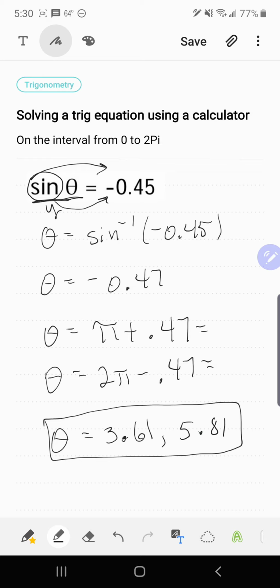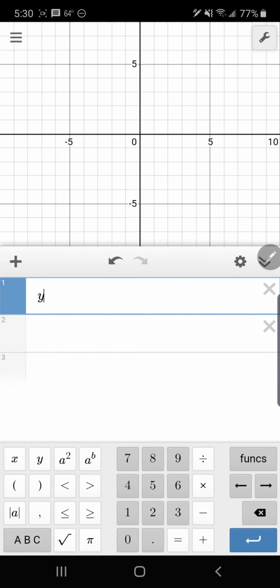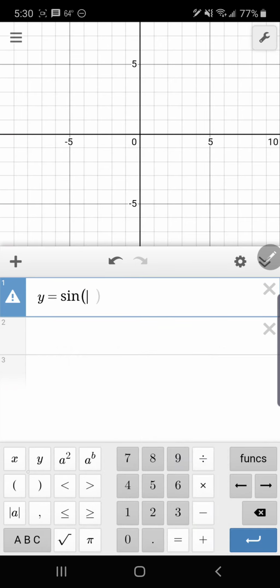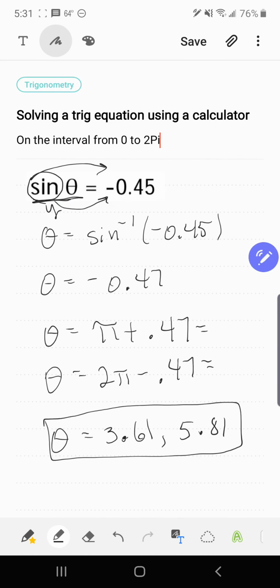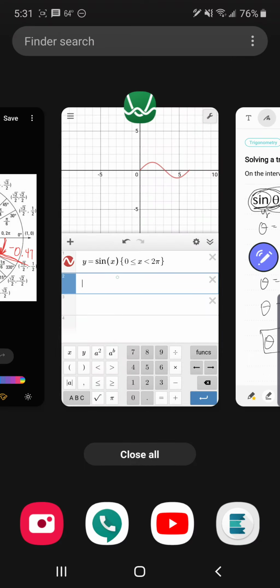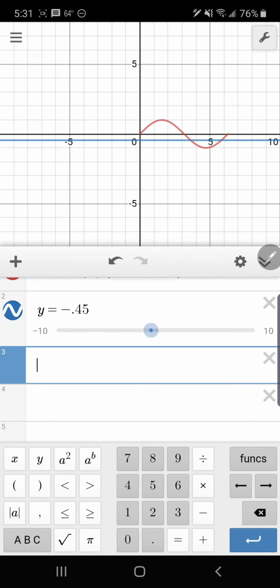And now, as a bonus, I'd like to check these using DESMOS. So we know that our equation is y equals sine theta. And remember that we're looking on the interval from 0 to 2 pi, so we're going to restrict the domain to be from 0 to 2 pi. We also know, if we go back and look at our equation, we want to know where sine theta is negative 0.45. So we're going to say y equals negative 0.45.